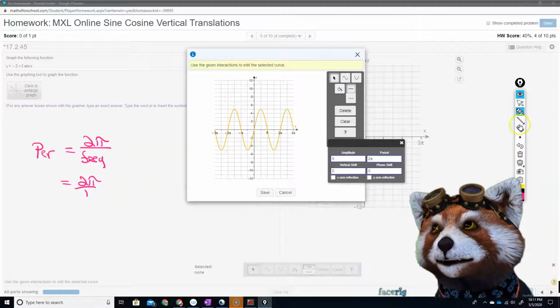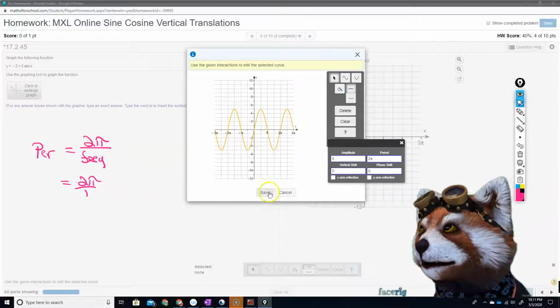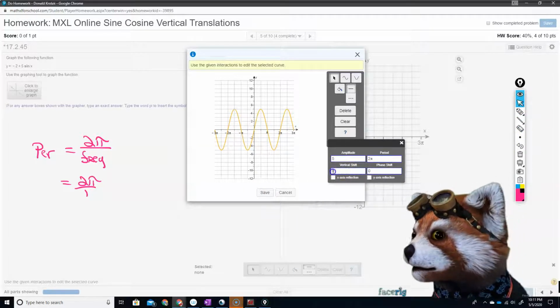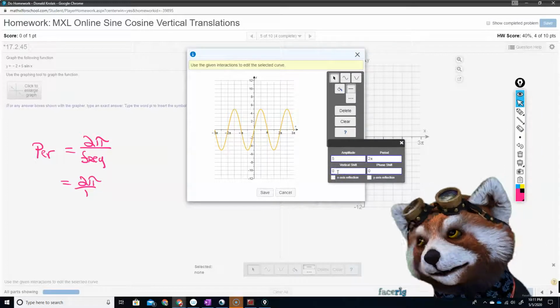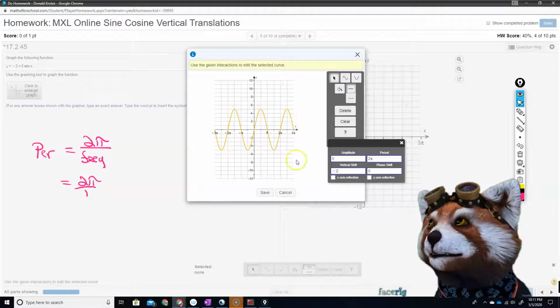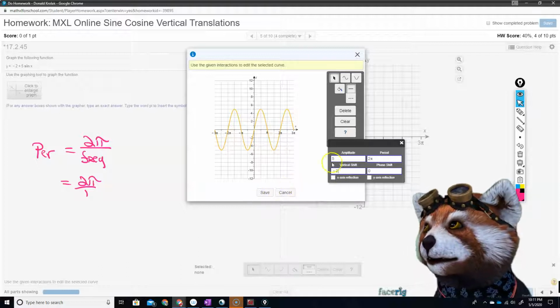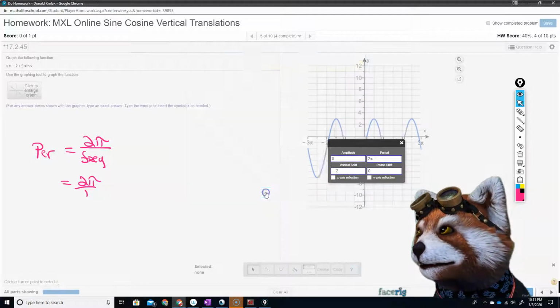And then we have a vertical shift of 2 down, -2. And that's my graph.